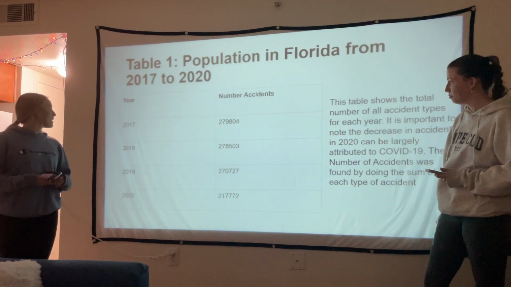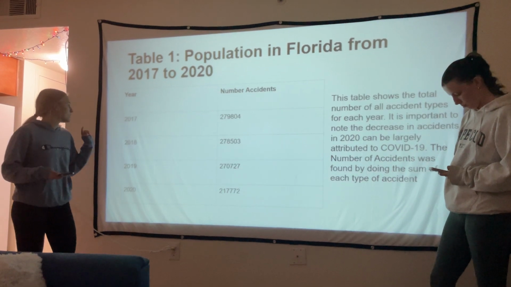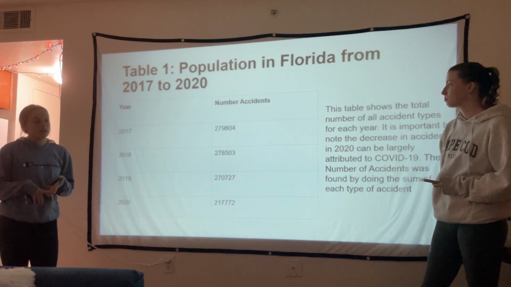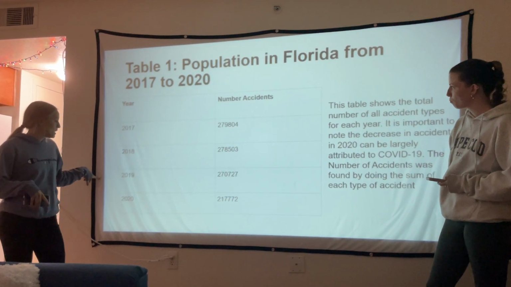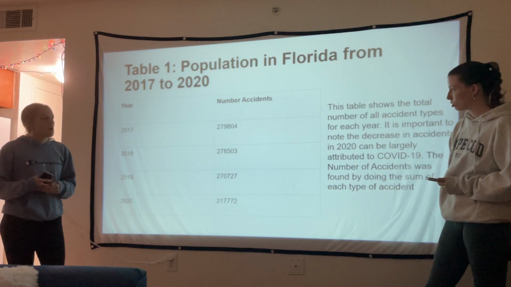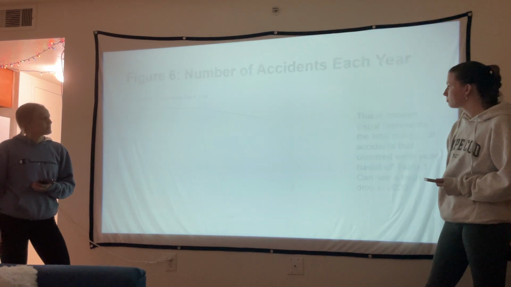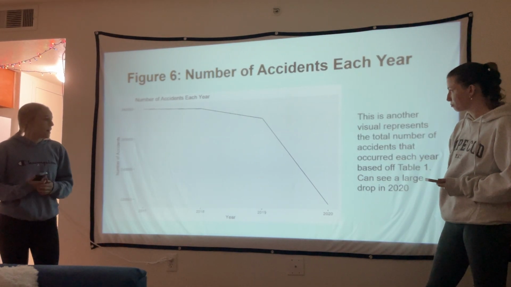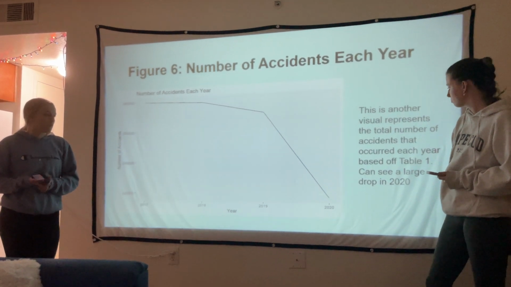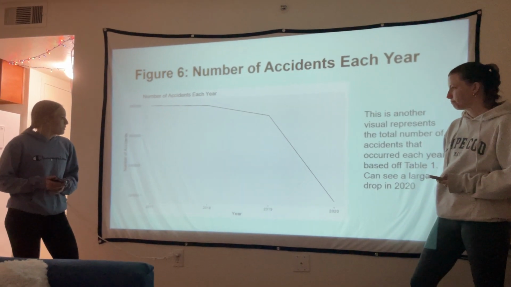So this is the table that we had to kind of hand manipulate. We had to add up every single accident that occurred, which includes the crashes, fatalities, and serious injuries. We did it for each year, and we had to do the sum of all the numbers, and that's what it looks like. And then this is what it looks like on a graph, and you can clearly tell that in 2020 there's a huge drop off, which could be expected due to COVID issues and no one being on the road.